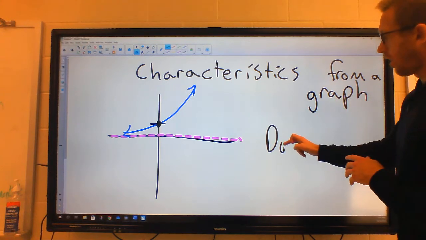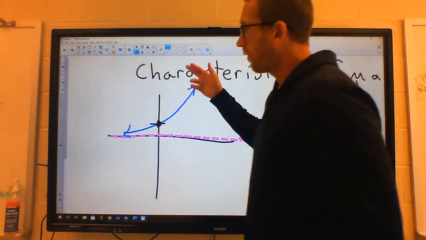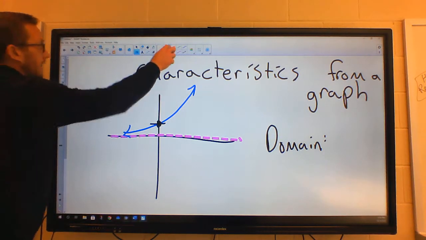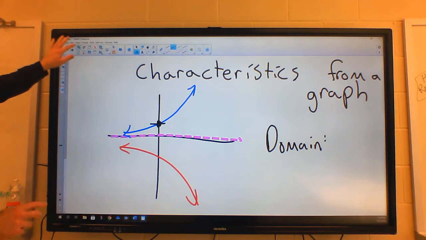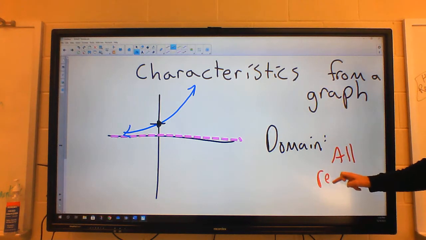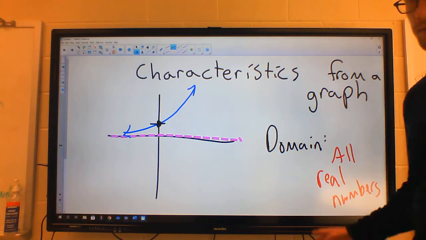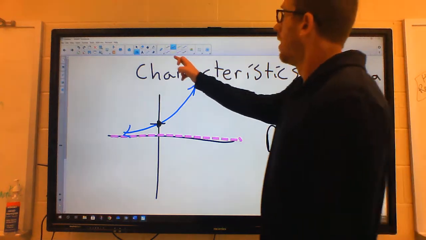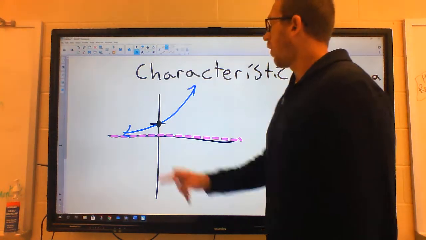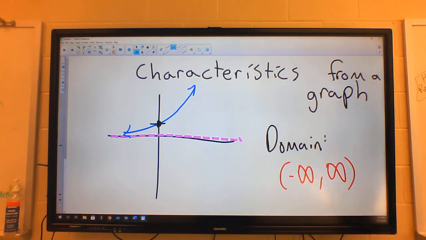Domain. We're going to talk about domain. Now, the nice thing for all of our exponential functions, whether they are growth, decay, or neither, no matter what they are, even when it's down here, our domain is going to be all real numbers. Now, if they ask us to write that in inequality notation, that's what we would do. Typically, though, I could see them wanting us to write this in interval notation. And interval notation for all real numbers looks like this. -infinity to infinity. All right? So keep that in mind.